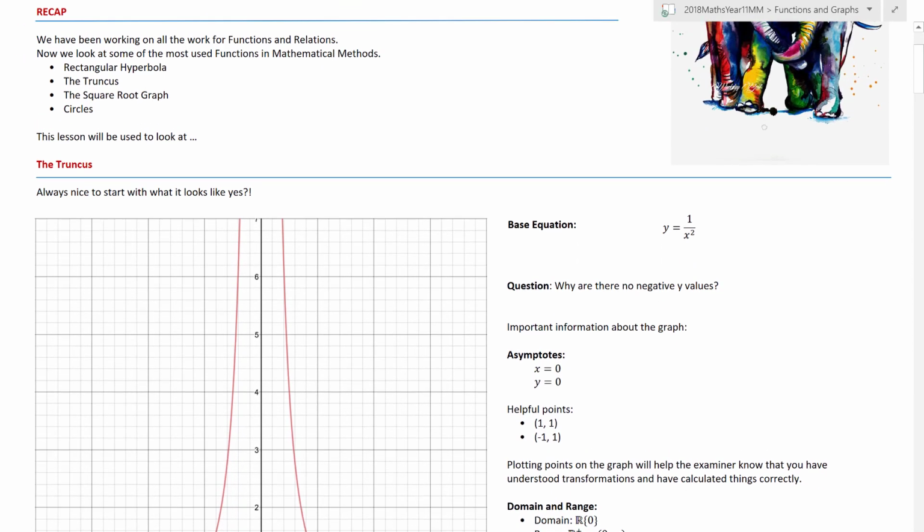fabulous understanding of trunci. We've already dealt in a previous lesson with rectangular hyperbolas. And as I've stated over and over again, once you know what the base graph of a function looks like, you can use transformations to help you move things around. So, rectangular hyperbola, if you didn't watch that lesson, it was a stunner. It was great. Otherwise, come and join me today when we're dealing with the truncus, which will leave two more graphs to deal with. That's the square root graph and circles.